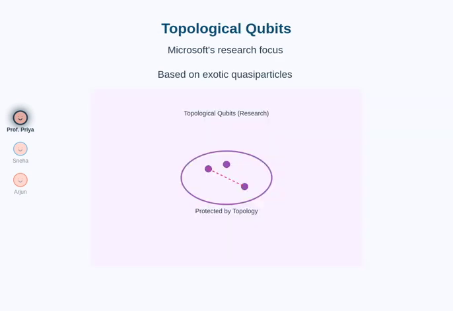Finally, we have topological qubits, still largely in the research phase. These would use exotic quasi-particles called anyons, which could be naturally protected from certain types of errors.